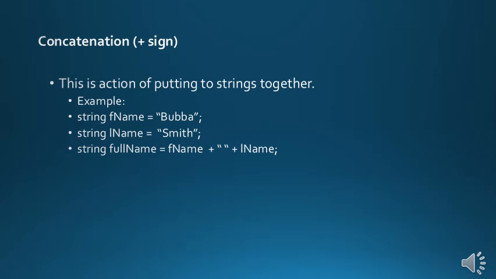Concatenation is the action of putting two or more strings together. So for instance here, you can see we're putting Bubba in the fName variable and Smith in the lName variable, and we're going to build a full name. So we're going to do fName + " " + lName. The quote space quote is actually going to put the space between the names. If we needed to separate them with a dash, it would be quote dash quote. Or if we needed to separate them with a comma, it would be quote comma quote. So concatenation uses the plus sign, and this is how we build strings in Java.